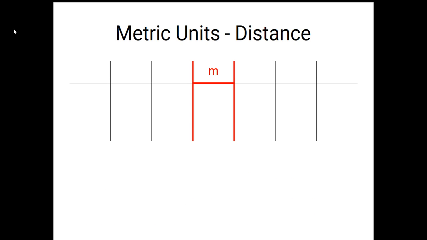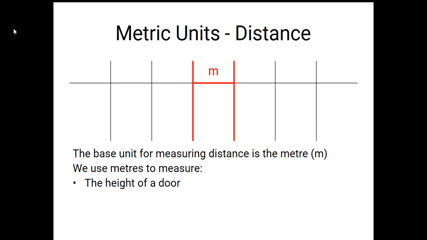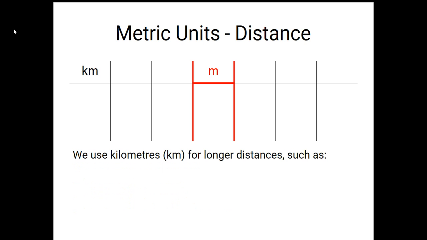So we've been looking a lot at distance, so I've decided to use this one as my example. The metric basic unit is the meter, so I've put that one in the middle. It's our usual base unit for measuring things like the height of a door, for example, or the length of corridors at school, or even the length and width of our rooms.